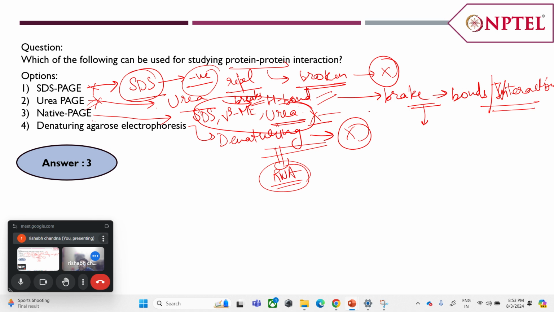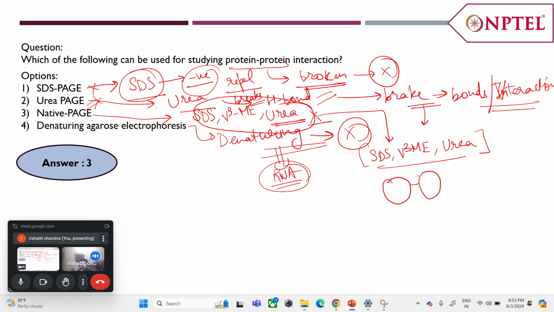But in case of native PAGE, we do not use any of such components, for example, SDS or beta mercaptoethanol, that is a reducing agent, or urea in the gel itself, so that we will be able to study how a particular protein is interacting with another particular protein in a cell based scenario. Okay, so am I clear?